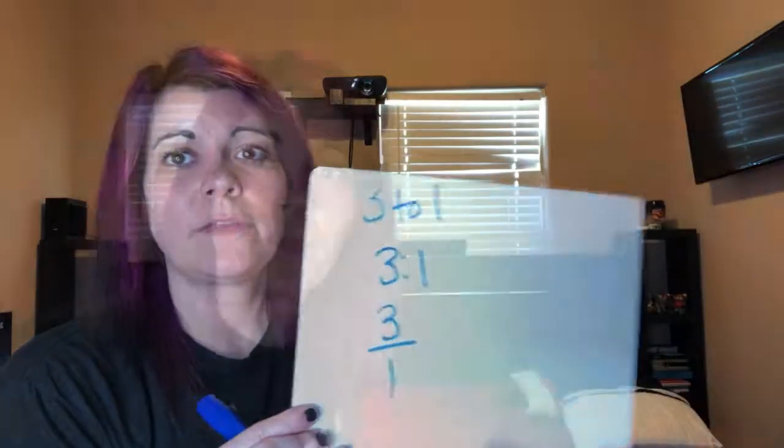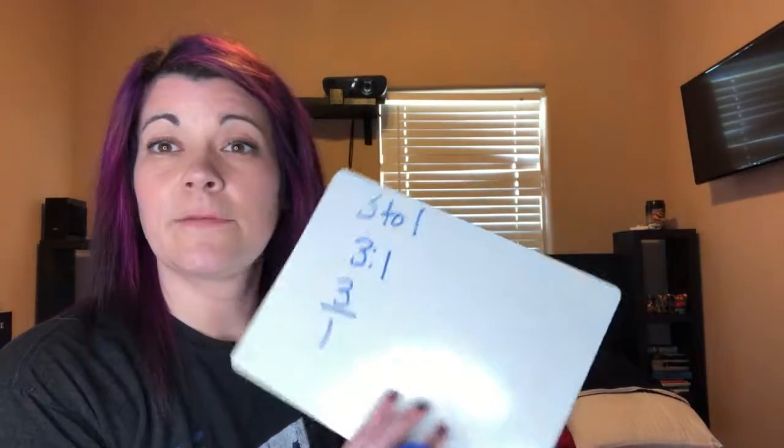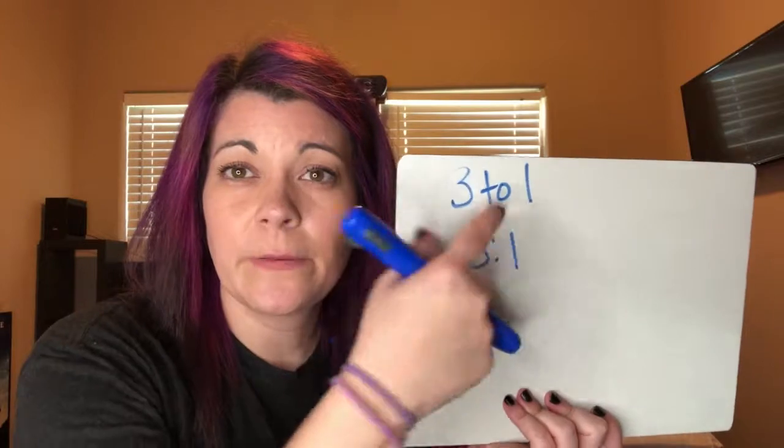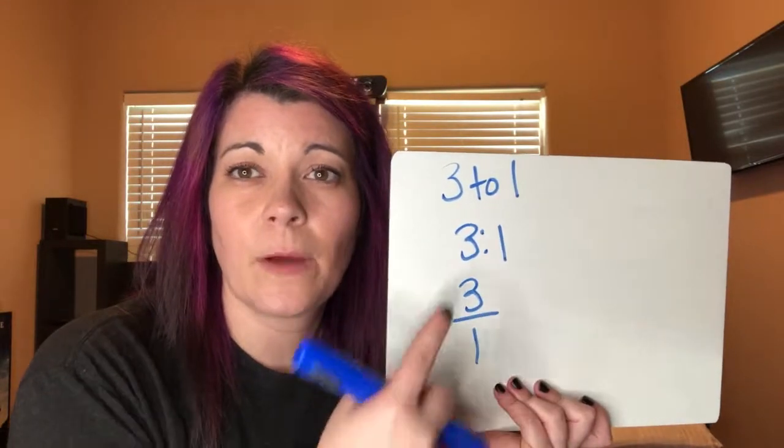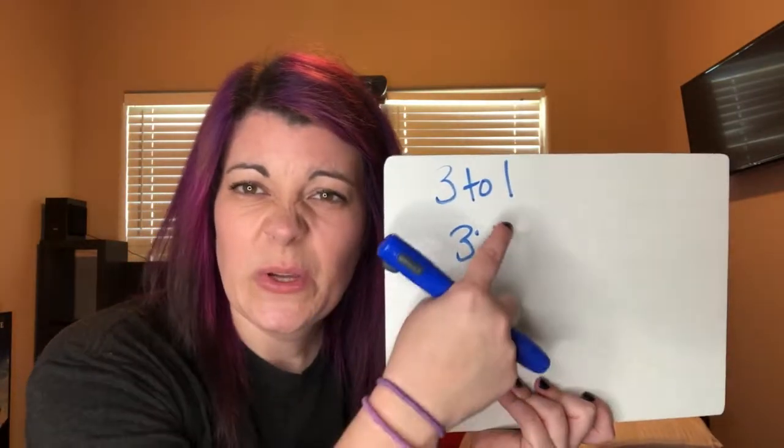So ratios can be written in 3 different ways. We want to make sure we know how to write ratios all 3 ways. You can write the word "to", you can use the colon, or you can do the fraction form. So ratios, they show comparisons, like I said at the very beginning, like boys to girls.